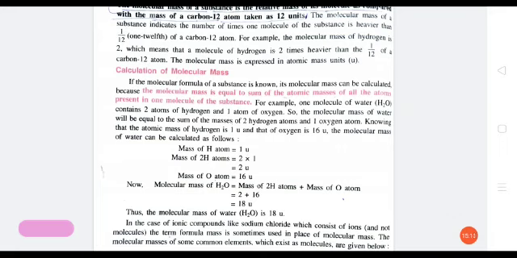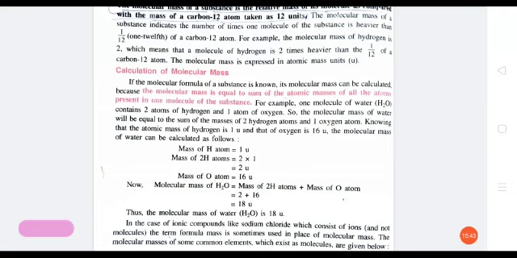Hence, how will we calculate the molecular mass? Molecular mass is equal to the sum of the atomic masses of all the atoms present in one molecule of the substance. For example, if we take H2O, here two atoms of hydrogen and one atom of oxygen. So, the molecular mass of water will be equal to the sum of the masses of two hydrogen atoms and one oxygen atom.